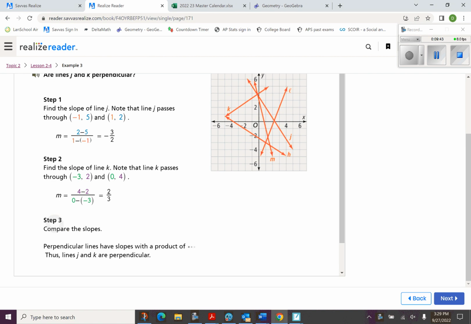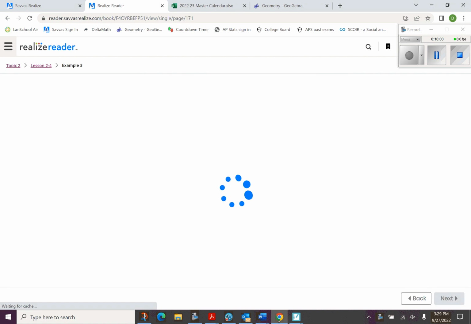Now compare -3/2 and +2/3. Yes, they are negative reciprocals. They have to be different in two very specific ways. One should be positive, one should be negative, and then they should be flipped. They should be reciprocals of one another.